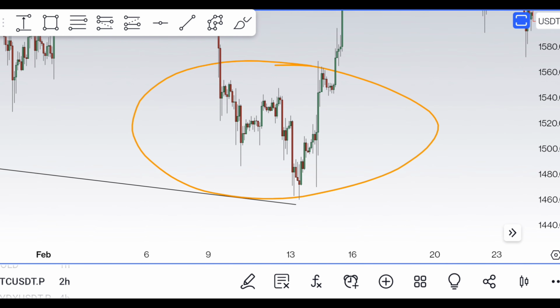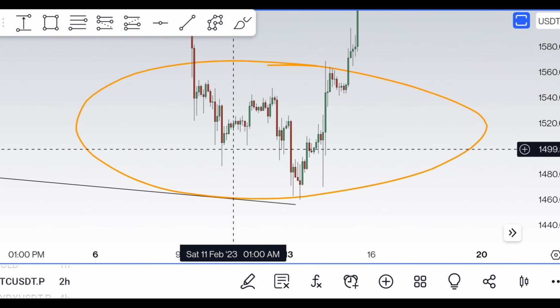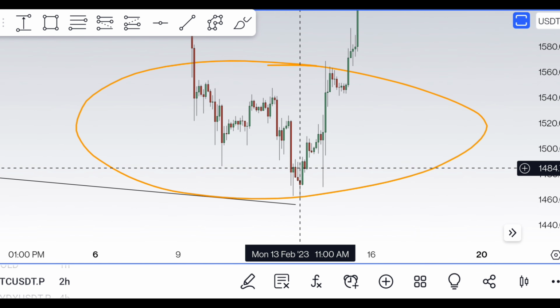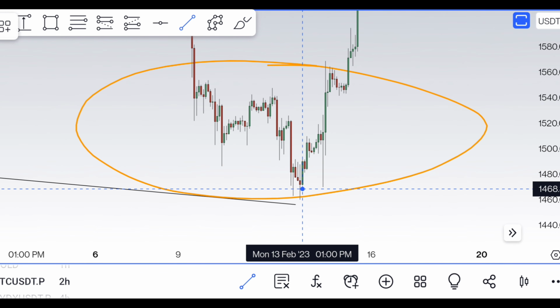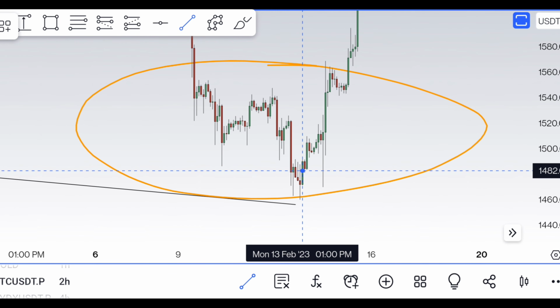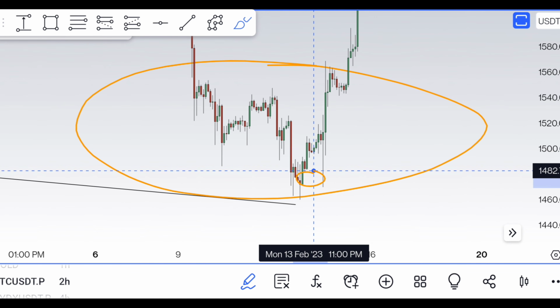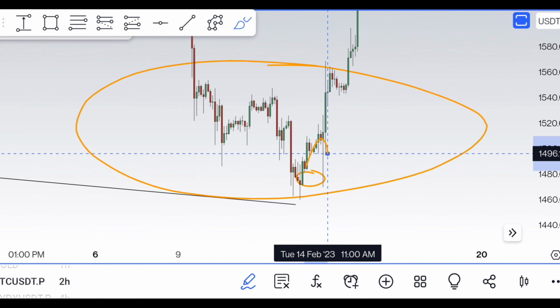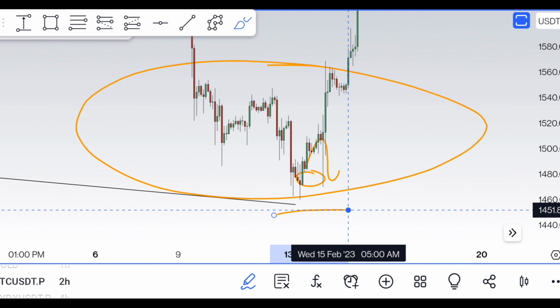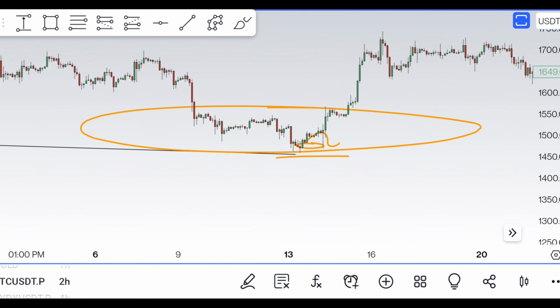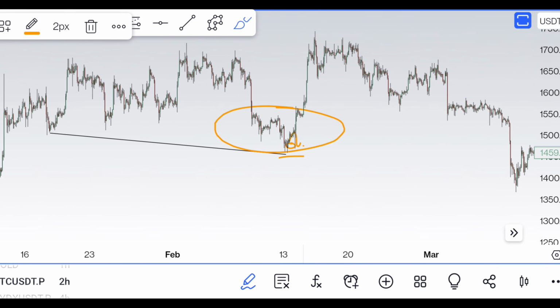In Ethereum, you can see here the support was broken and this was the down closing candle, and then the green candle closed above this down closing candle. This was the fair value gap. The price went up and came down through the fair value gap, and this was your area to long. As I said before, your stop loss will be below this swing low, and you can see how quickly it went up.